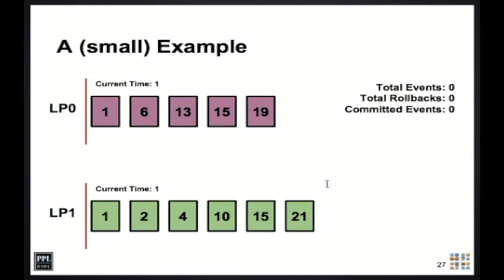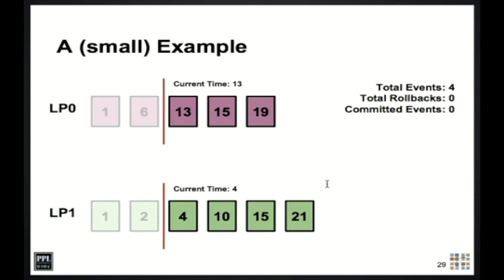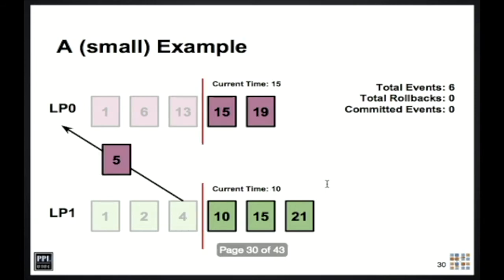So this is what a small 2-LP example might look like in an optimistic simulation, with a couple of important stats on the right. Let's say we start executing. It won't necessarily always be the case that every LP is executing in lockstep with everyone else, but for simplicity, that's what we see here. If each LP executes an event, as we move forward in time, the total number of events we've executed is increasing, and the LPs are progressing through virtual time at a different rate. In this case, LP0 has already gotten to virtual time 13, whereas LP1 is still back in virtual time 4.